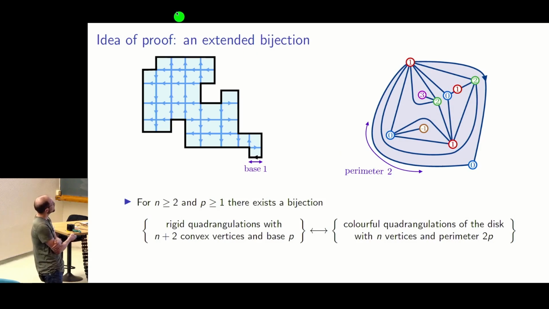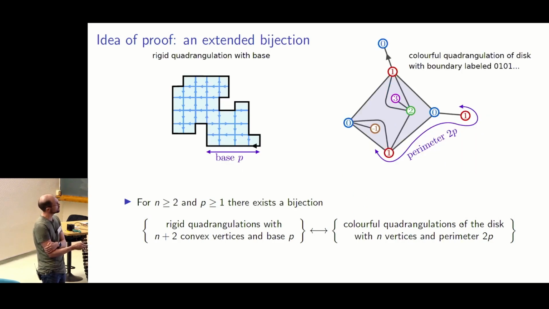And similarly, on the rigid quadrangulation side, we add a little column in such a way that now my root is on a side of the disk that ends in a pair of convex corners. And I call this the base of the disk. And then the claim is that colorful quadrangulations of the disk of perimeter 2p, so the more general setting, are in bijection with rigid quadrangulations with a base of length p.